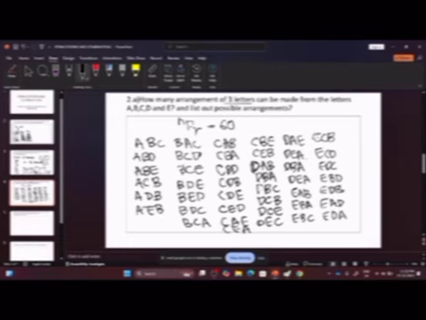I think we got 60. Okay, let me count: 1, 2, 3, 4, 5, 6, 7, 8, 9, 10, and so on up to 43. Okay, it's just 43. But we can do another thing.